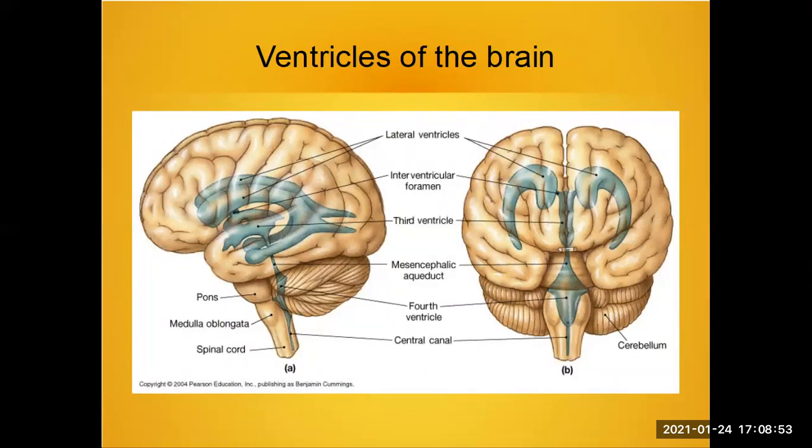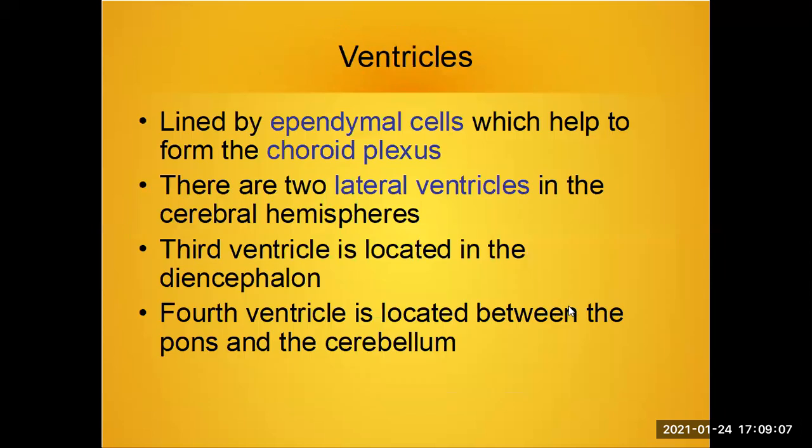Ventricles of the brain. We have lateral ventricles, third ventricle, mesencephalic aqueduct, and fourth ventricle. Lined by ependymal cells, which help to form the choroid plexus. There are two lateral ventricles in the cerebral hemispheres. Third ventricle is located in the diencephalon. Fourth ventricle is located between the pons and the cerebellum.